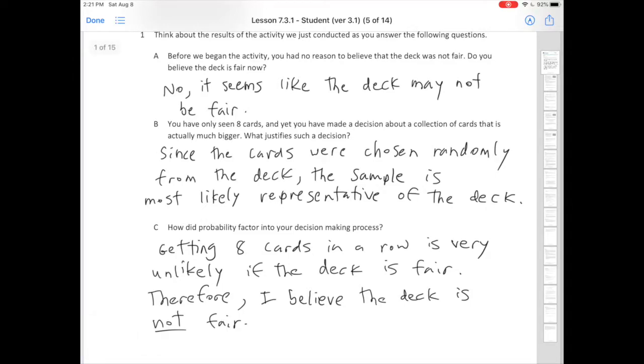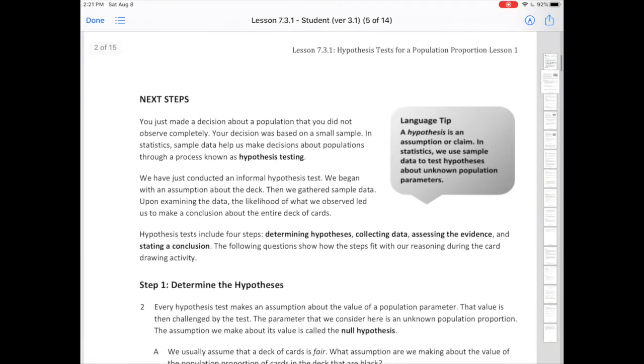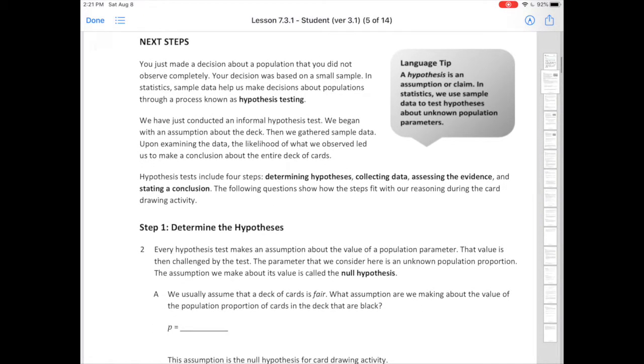This is called using evidence, right? I saw evidence and now I'm thinking, wait a minute, I don't think the deck is fair, because if it were fair, what just happened is extremely unlikely. Okay? So next steps. You just made a decision about a population that you did not observe completely. Your decision was based on a small sample. In statistics, sample data helps us make decisions about populations through a process known as hypothesis testing. We have just conducted an informal hypothesis test.